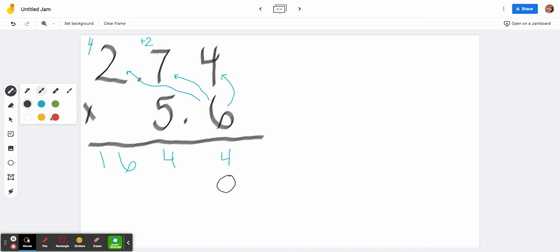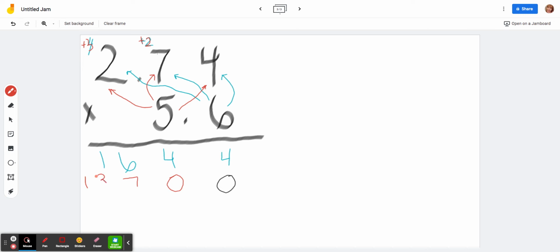And it's time for me to move over to this magical 5, and I'm going to multiply 5 times 4, which is 20. Drop my 0, carry my 2, multiply 5 times 7, it's 35, add 2 is 37, drop my 7, add a 3, and then 5 times 2 is 10, add 3 is 13.